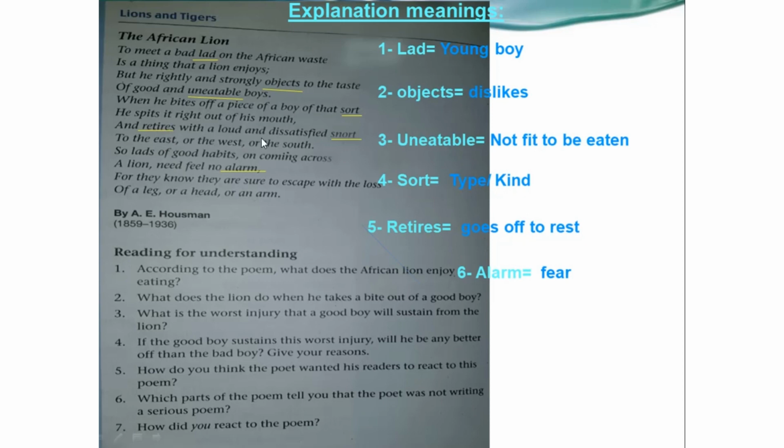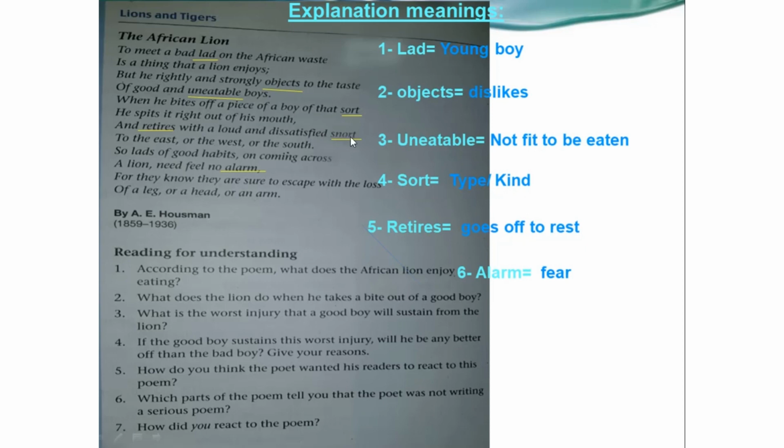With a loud and dissatisfied snort. Dissatisfied means unhappy. But why? Because he didn't like the taste. He likes the taste of a bad boy only, not the good boy. So who is the good boy? Good boy is the boy with good manners. Lion doesn't like to eat good boys with good manners. So there is good news for good boys with good manners. That means lion is not going to eat you. So you all have to become boys with good manners. This is what the poet wants to convey.